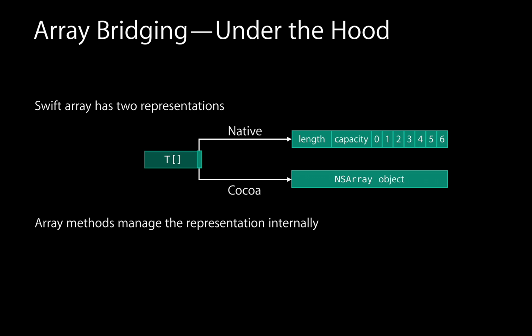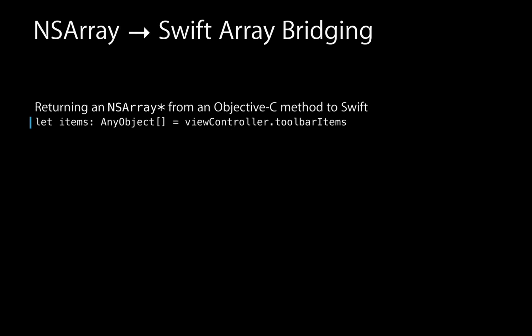So given we have these two representations, we can talk about the notion of bridging, of converting between an NSArray, as Objective-C would see, and a Swift array that you use within Swift. There's two directions here, going to Objective-C and coming back. So first, let's talk about coming back. So we have an Objective-C method. In this case, it's the getter for toolbar items. In Objective-C, that returns an NSArray. In Swift, that's going to come back as an array of AnyObject. How do we do this?